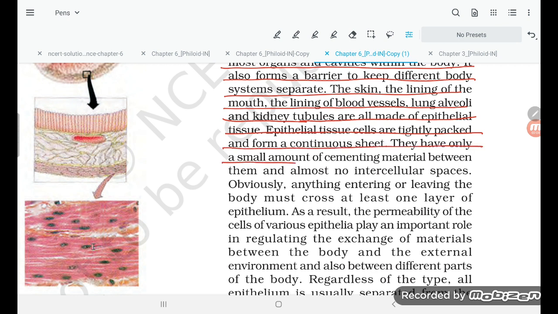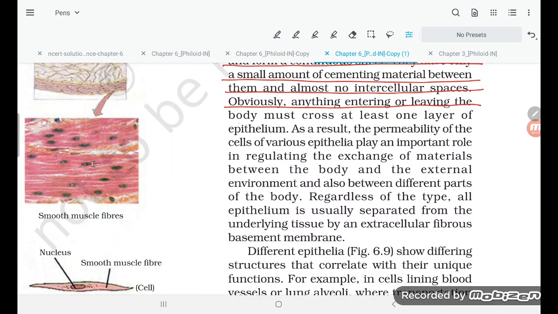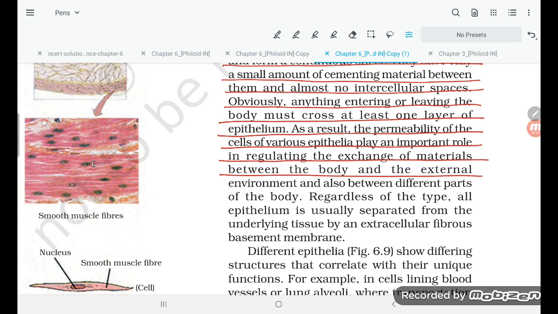They have only a small amount of cementing material between them and almost no intercellular space. Obviously, anything entering or leaving the body must cross at least one layer of epithelium. As a result, the permeability of the cells of the various epithelia plays an important role in regulating the exchange of materials between the body and the external environment and also between different parts of the body.